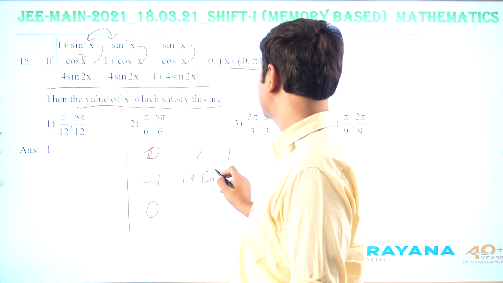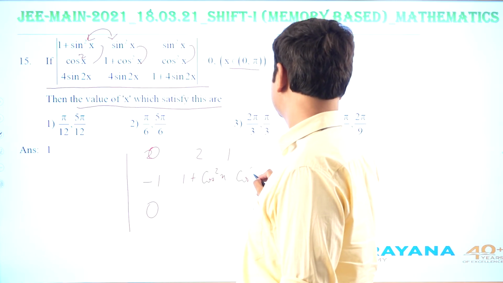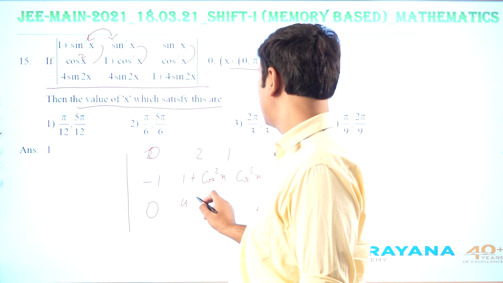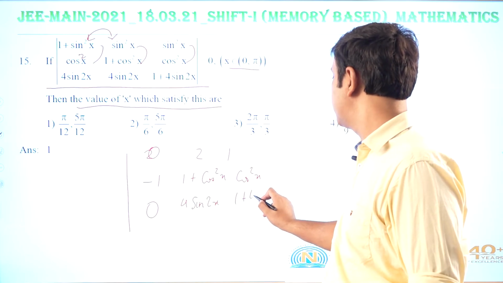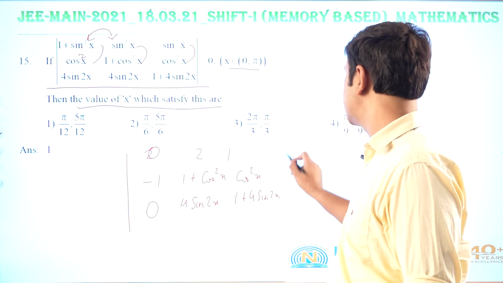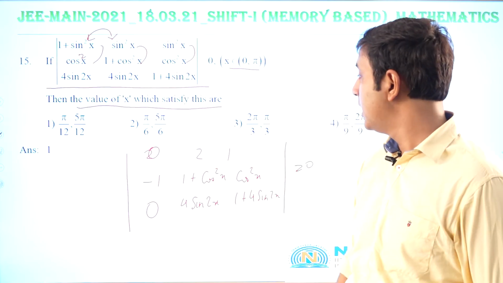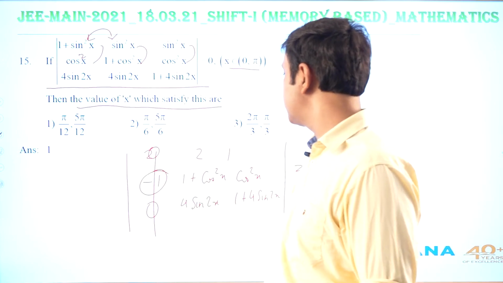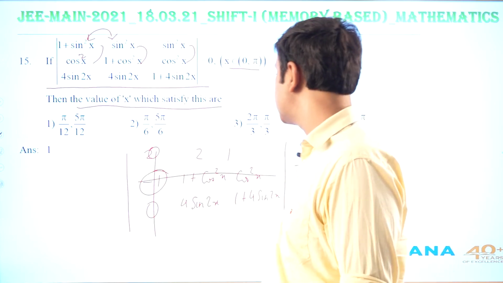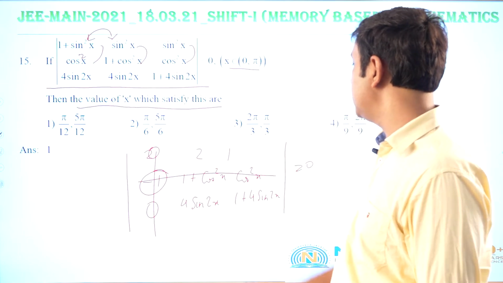1 plus cos square x, 4 sine 2x, 1 plus 4 sine 2x. This determinant should be equal to 0. Now we'll expand along this column. So obviously only minus 1 is the non-zero. We'll delete this row and this column and we'll find this determinant.